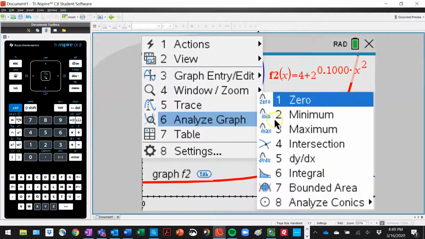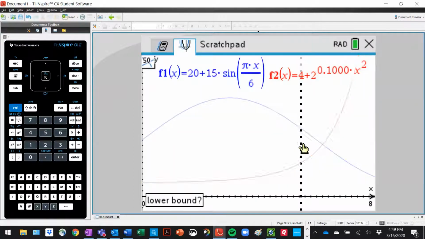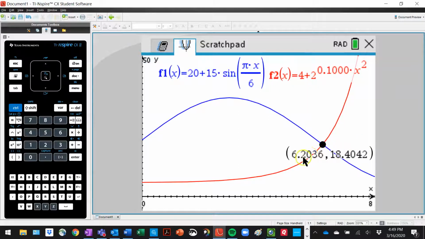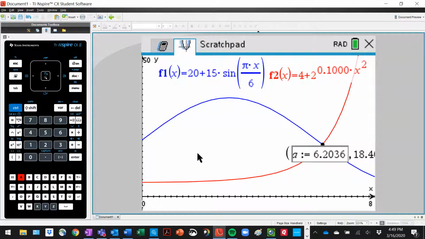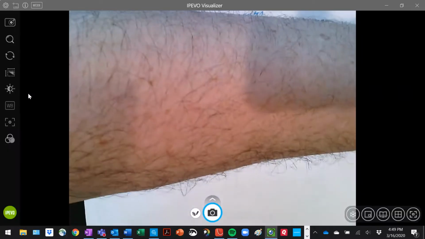We're going to menu, analyze graph, intersection point. The intersection is at 6.203. That x value I'm going to save, so I'm going to highlight. I'm going to go to var, store var, and I'm going to call it A. I like to do that. And on my paper, I'm going to write down that A is 6.203. Let's go back to the paper.